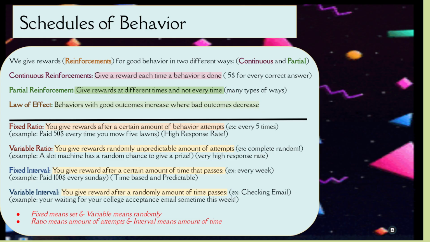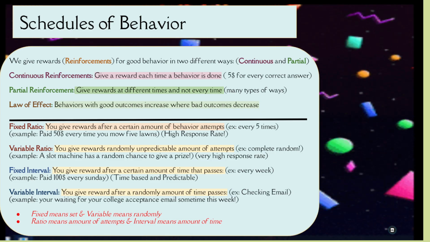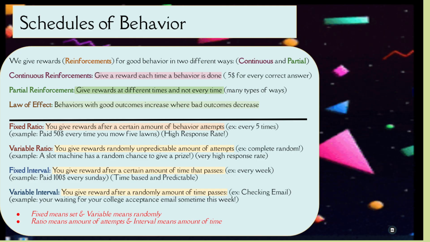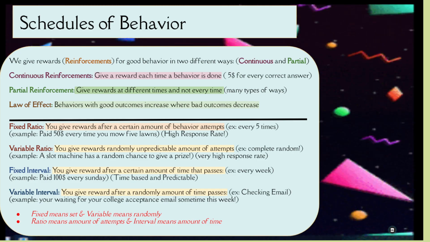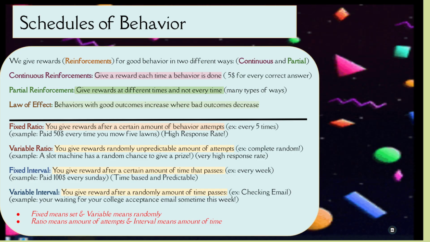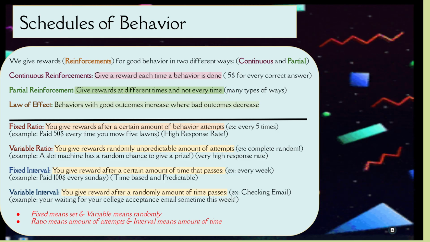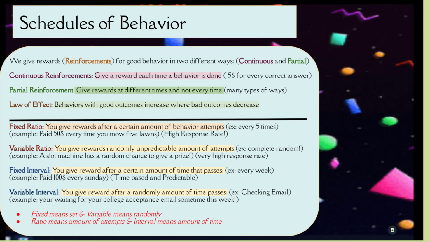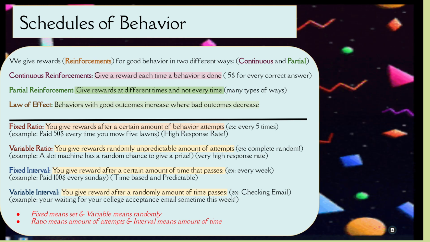Fixed interval means you get a reward after a certain amount of time passes. You still do the behavior, but the time is what matters most. You know you're going to get a reward at a certain amount of time. Maybe if you keep cleaning every 10 minutes, you get $5. Or if you keep going to work, every 2 weeks you get a paycheck. You know when you're getting the reward and you kind of expect it.